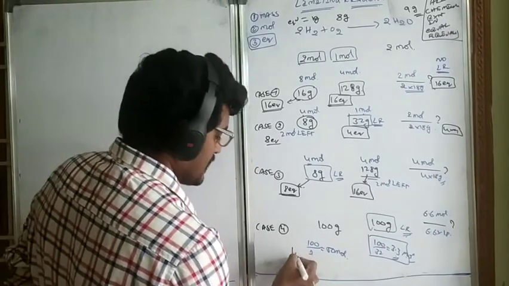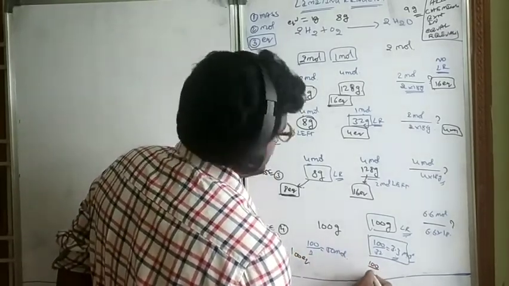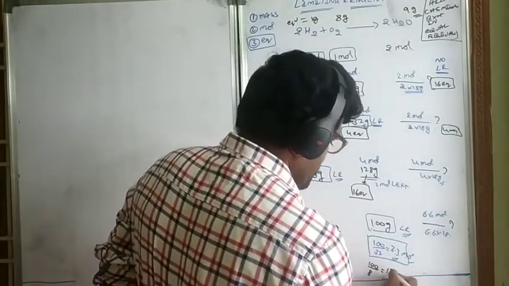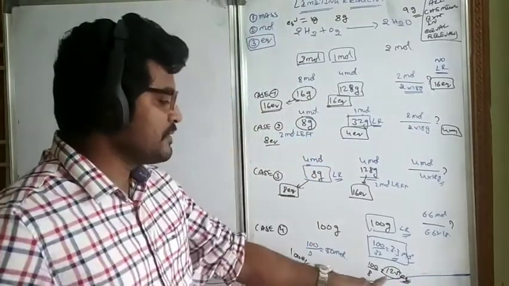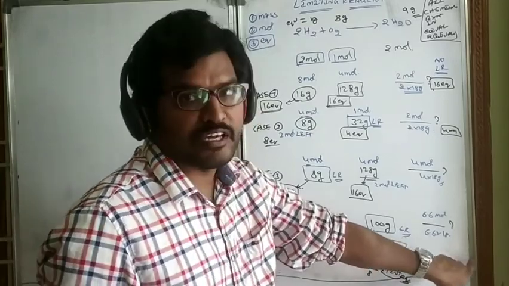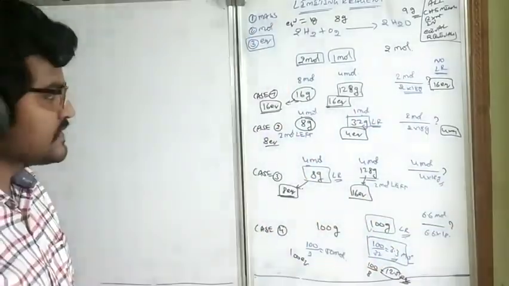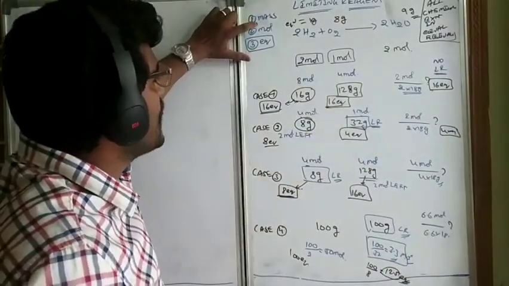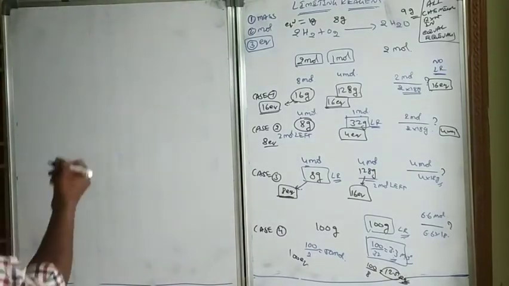And here you see 100 equivalents, and here it will be 100 by 8, which is 12.5 equivalents. So 12.5 means this is in less quantity, so this is the limiting reagent. 12.5 into 9 grams will come. So the same thing will be coming. Like this, you can compare the limiting reagents in terms of mass, mole and then equivalents. And let us go for one more reaction.